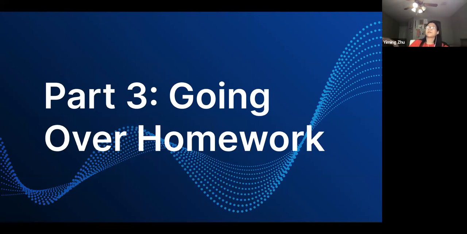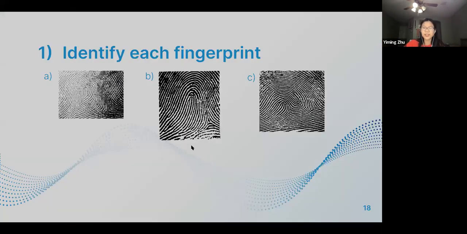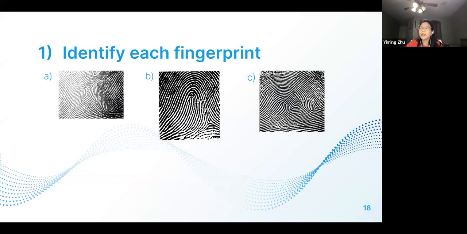Okay, it's been around 1 minute. If you have seen it, we're gonna go over these questions. If you don't know anything about it, that is completely fine. I'm going to explain each question here. Okay, so the first question was identify each fingerprint, and this was A, B, C, D, E. The two questions are on the other slide.